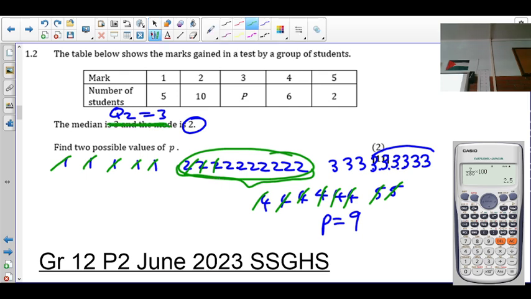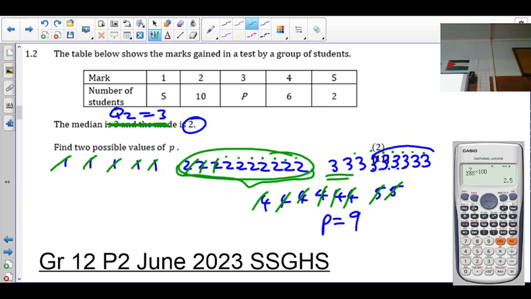If Q2 is 3, then the number in the middle has to be a 3. So it's 1, 2, 3, 4, 5, 6. 1, 2, 3, 4, 5, 6. So there's 2 3s in the middle. Can you see that? So it's 9.